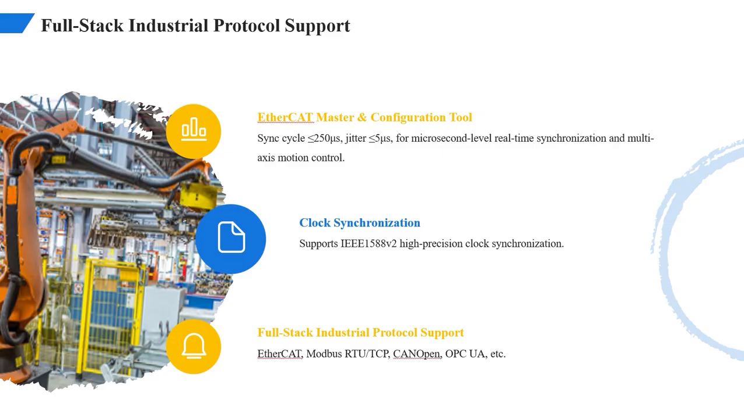And industrial connectivity is where RuiQing truly shines. We provide a full stack industrial protocol suite, including EtherCAT, Modbus RTU and TCP, CANopen and OPC UA, all integrated and tested. Our EtherCAT master station achieves a cycle of less than or equal to 215 microseconds with jitter under 5 microseconds, enabling microsecond level real-time control and multi-axis motion control.